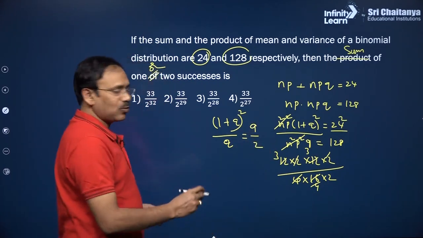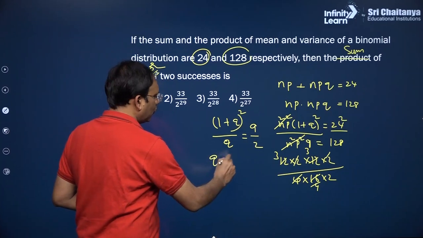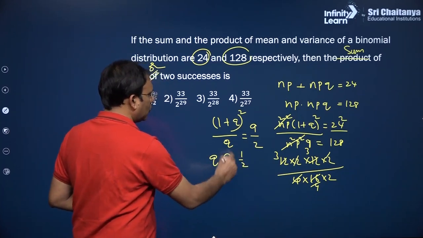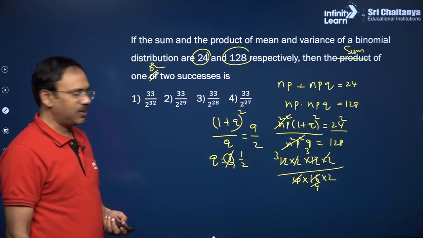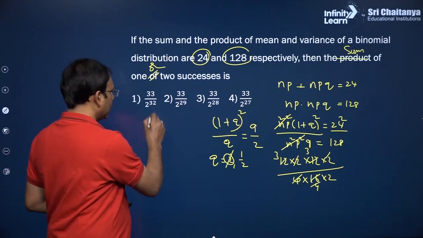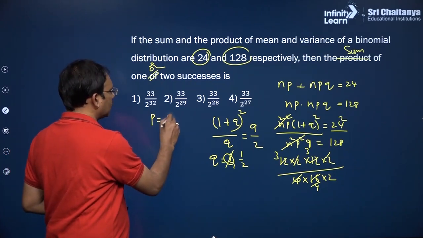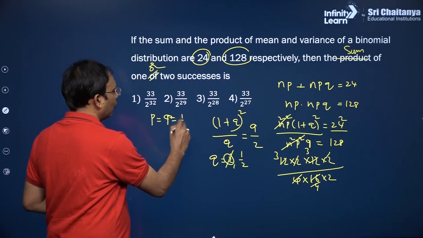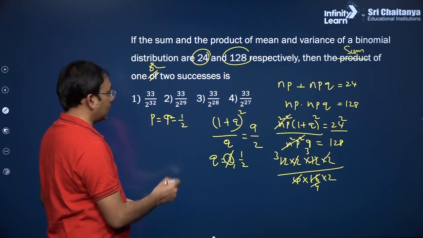9 by 2 means there are two possibilities for Q. Q is 2 or 1 by 2, but Q cannot be 2 because it's the probability. So Q is 1 by 2. If Q is 1 by 2, P is also 1 by 2, my dear friends. Both are 1 by 2. And what about N?